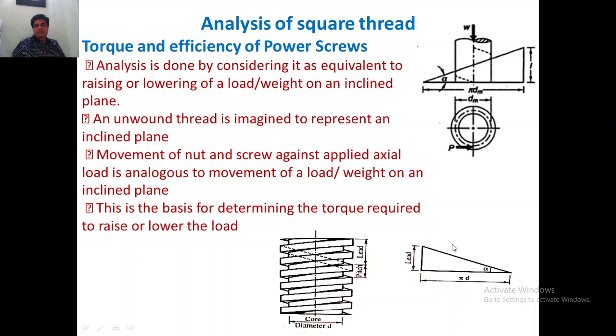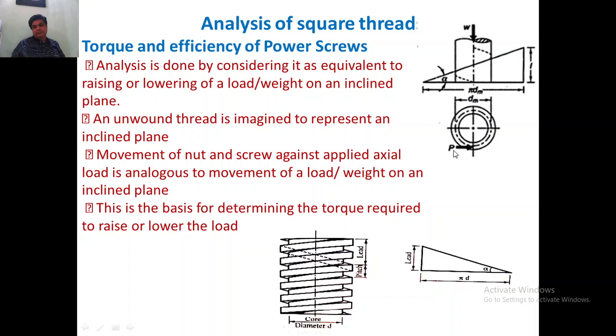So on this surface, whatever load we want to lift, raise or lower will be placed here. So the weight will be placed on this inclined plane. This is the perimeter of this circle. So this is the top view of this screw rod, and dm is the nominal diameter, or mean diameter, of the screw rod here.